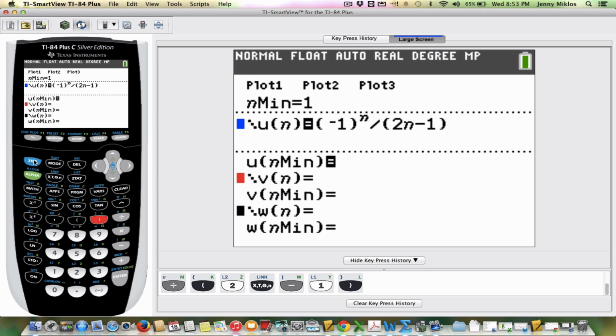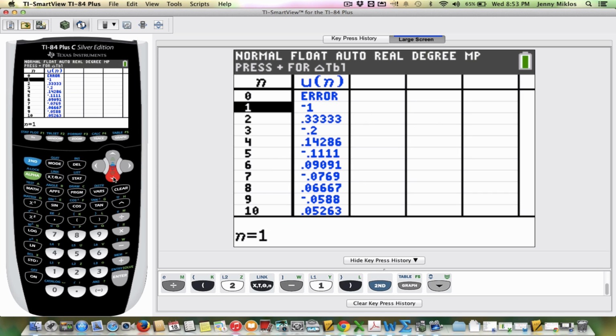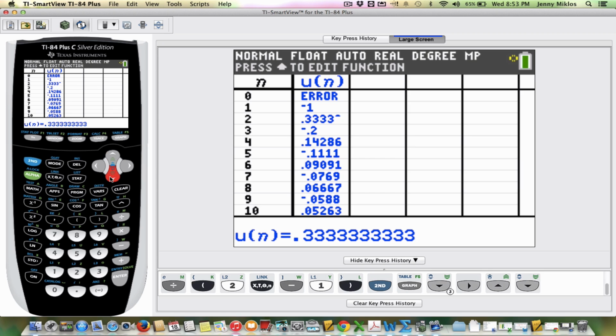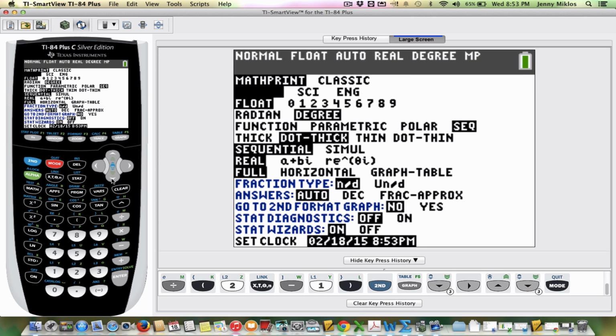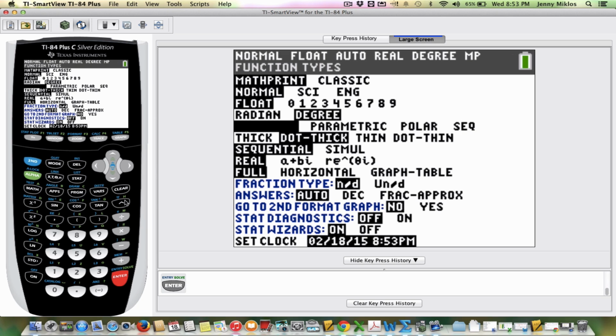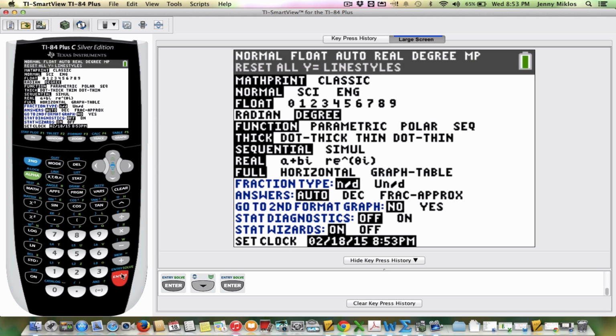And if I go ahead and go to our table, so I'm pressing second graph, this brings me to my table. Notice it tells me -1, 1/3, -1/5, and so forth. And we found that our answers were -1, 1/3, -1/5, 1/7, 1/9. And as I continue down here, that's what all these values are equal to. Okay, so that's how I go ahead and do this in my calculator. If I want to change back, I want my mode to be in function and thick. So remember, if I want to look at sequences, I'm going to do sequence and then choose dot.